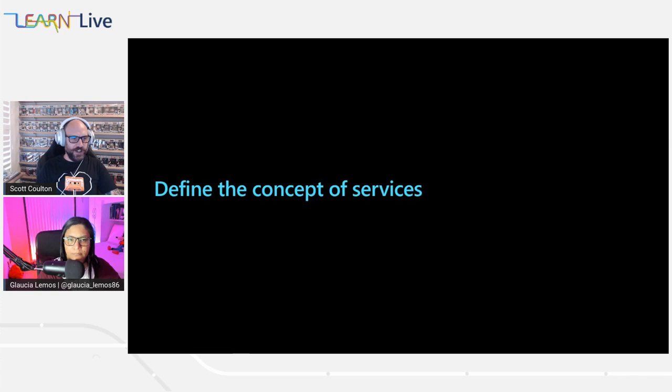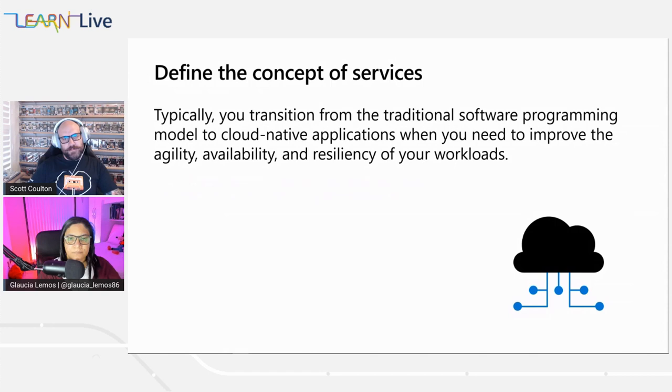So we're going to define, first of all, what is a service? So what does a service look like? When you're looking at cloud native workloads, the advantage of cloud native and its architecture, especially if you're looking at things like containers and, if you're on the bleeding edge, WASM, is the agility, scalability, and resiliency of workloads.